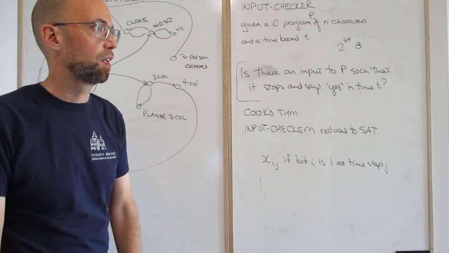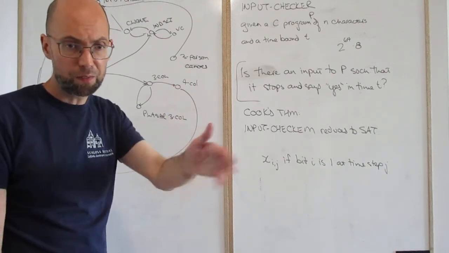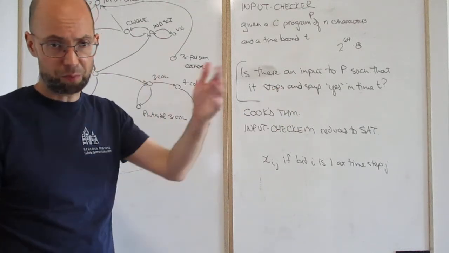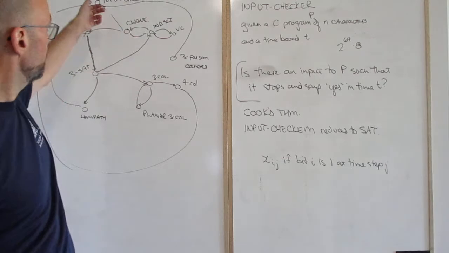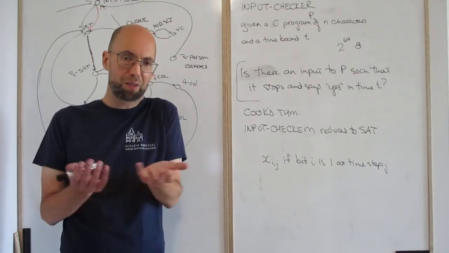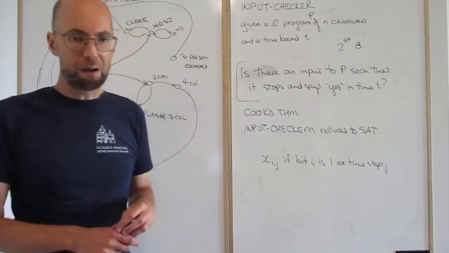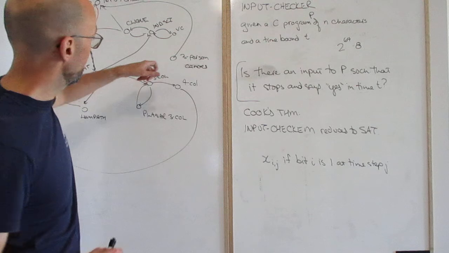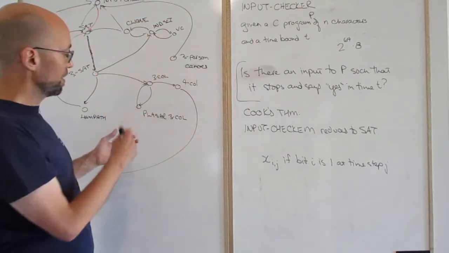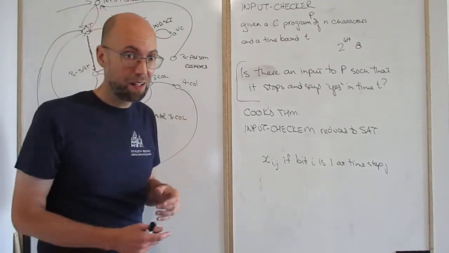Take something like minimum spanning trees. You're given a graph and some integer k, and you're asked, does this have a minimum spanning tree with a cost of at most k? That can be reduced to input checker. Clearly, you can check: somebody gives you a spanning tree, and you can check if it has at most the desired cost. So there are things which reduce to input checker which are not equivalent to these, in that we can solve minimum spanning trees in polynomial time, but it doesn't mean that we can solve SAT.